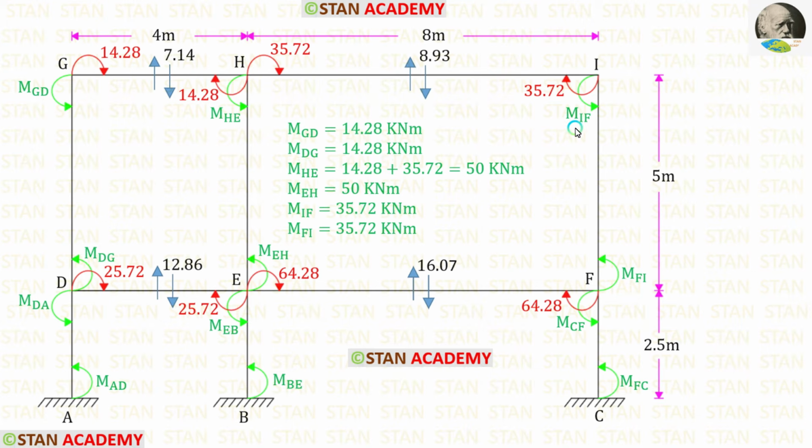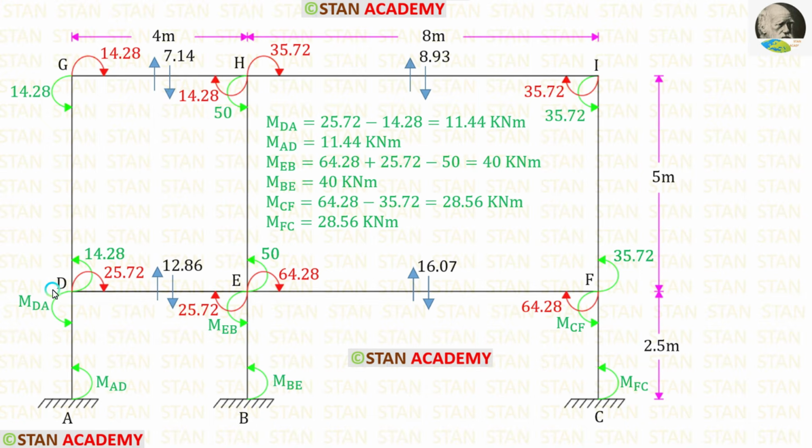In the similar way, we can find MIF and MFI. Both of them will be equal to 35.72. To find MHE, we have to add these two moments. After adding, we are getting 50 kilonewton meter. In this case, MEH also should be 50 kilonewton meter.